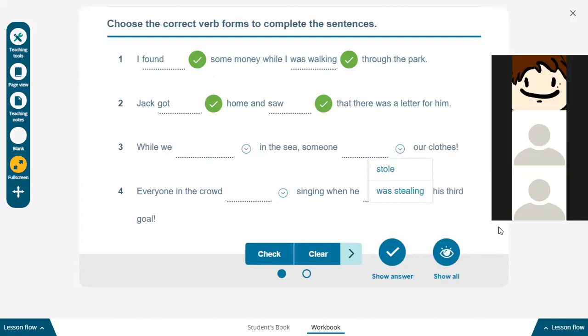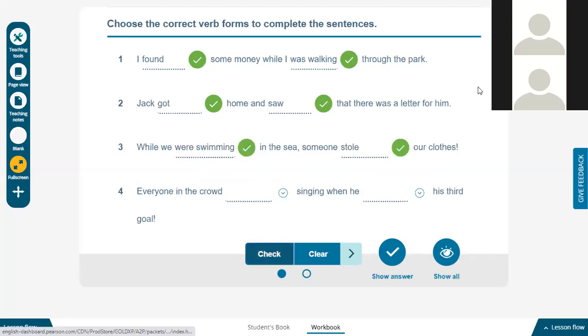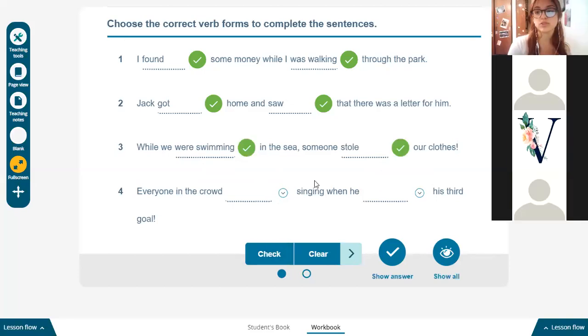While he was swimming in the sea, someone stole our clothes. Good. Here, what do we have here? A sequence of actions, one action that interrupted the other. An action that is interrupted by another. Good. So here we say we were swimming in the sea and someone stole our clothes. Very good. Belu.